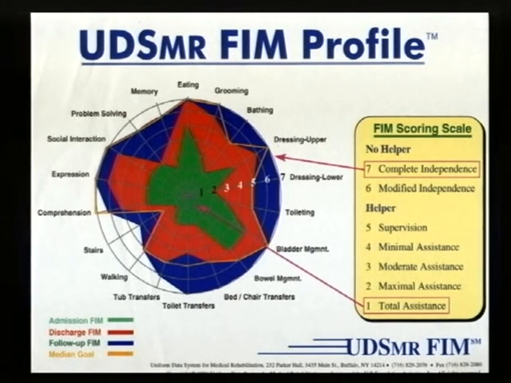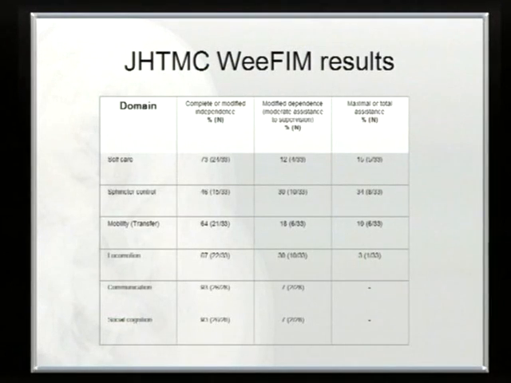On discharge, they went from a level 4 for dressing to a level 6, so they got better. And then in follow-up, they went from 6 to 7. So the more you fill out the circle, the more you've approached independence for those specific tasks. So we looked at that information on the group of children that we were following with transverse myelitis.